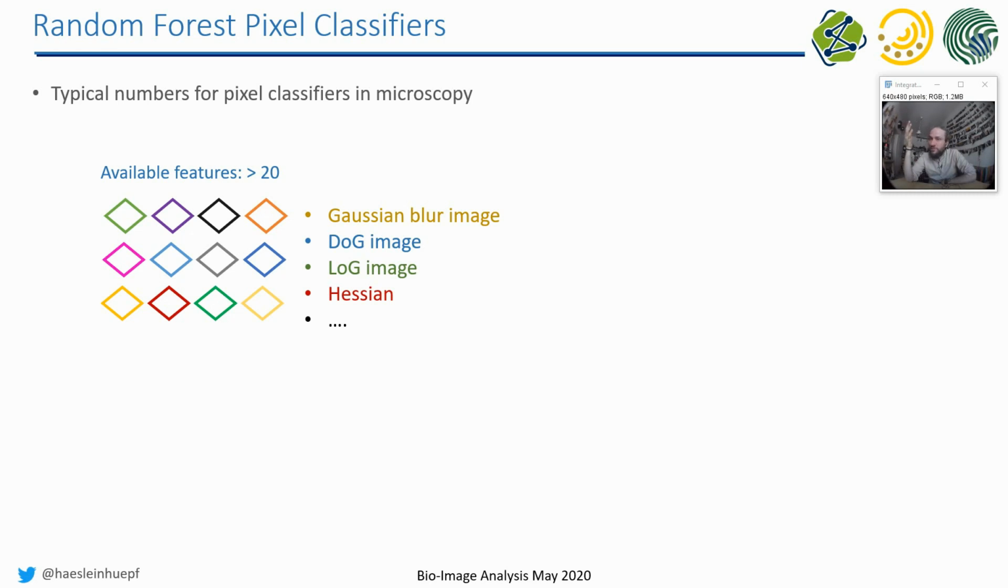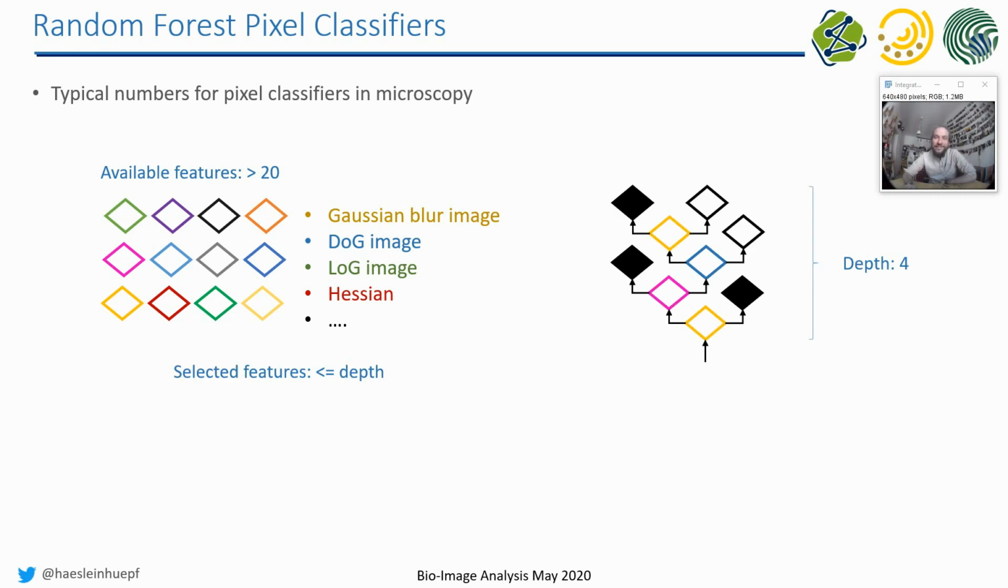So we don't produce just one image. We don't take the original image and a Gaussian blurred version and a difference of Gaussian and have three images. Usually we take 20, 50, 100. So this is the order of magnitude here. That's the features which are available for generating these decision trees.